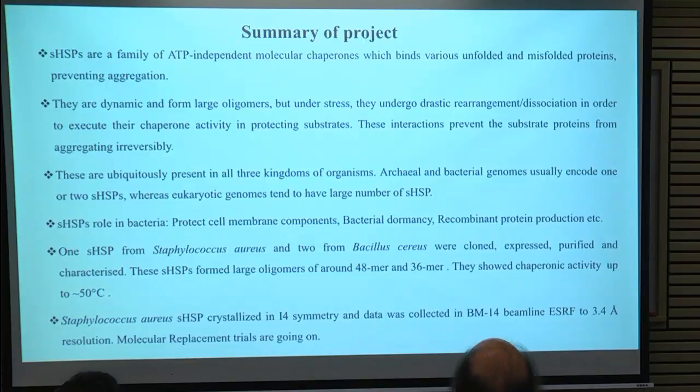These proteins are ubiquitously present in all kingdoms of organisms. In archaea and bacteria, only 1 or 2 small heat shock proteins are present, whereas a large number of small heat shock proteins are present in eukaryotes. In humans, 10 small heat shock proteins are present.